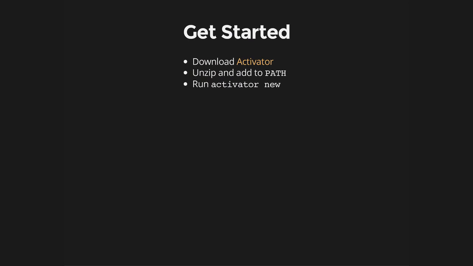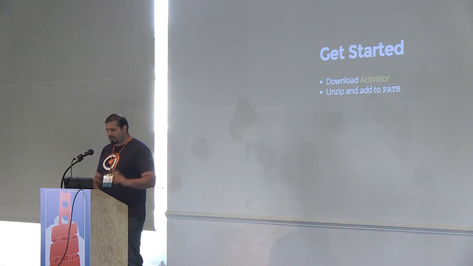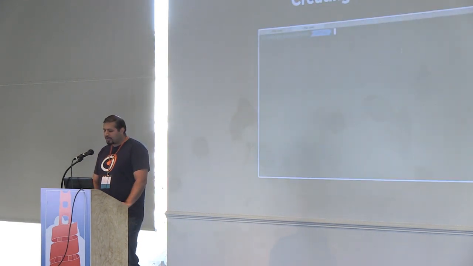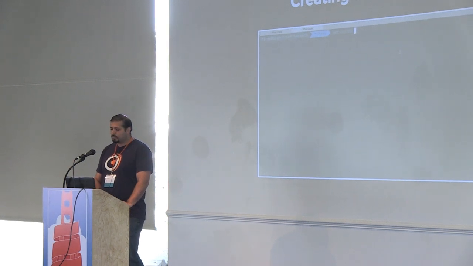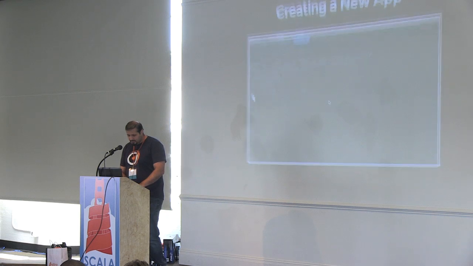So a quick tour of Play. To get started, you download Activator from the Typesafe website. And Activator is kind of the replacement for the Play command or even parts of SBT. So you add it to your path, and then you run this program called Activator, and you give it the new command. So this is a little screencast of me doing this.